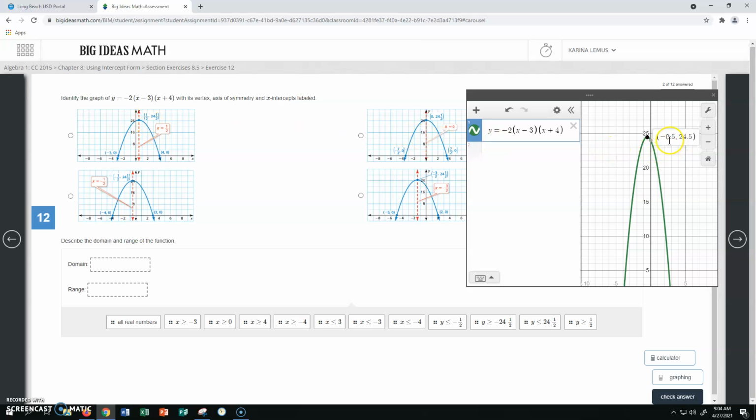Okay, so the first part is negative 0.5. So that's negative 1 over 2. So it's not that one. It's not that one. It's got to be this one right here. Domain, all real numbers. And the range, well, it's going down. And the largest one is this right here, this 24 and a half. So it's got to be less than or equal to 24 and a half.